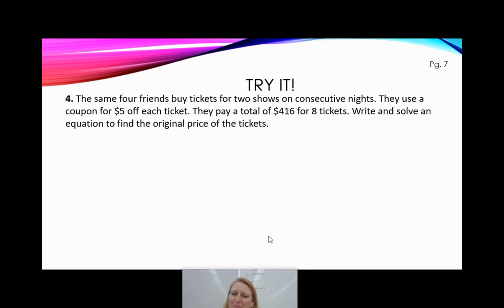They use a coupon code to get $5 off each ticket. And they paid a total of $416 for those 8 tickets. I would like you to write and solve an equation to find the original price of the tickets. I know some of you can tinker around and work this out, but I want you to actually write an equation that you can then solve to find the original price of the tickets. So go ahead, hit pause to tackle this, and then hit play when you're ready to check your work.